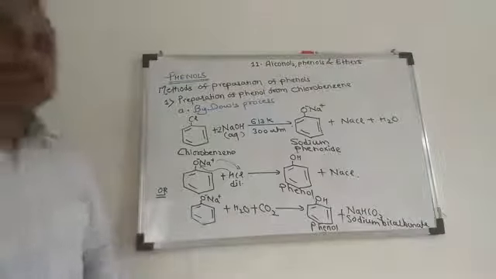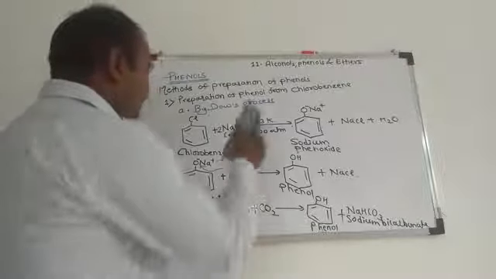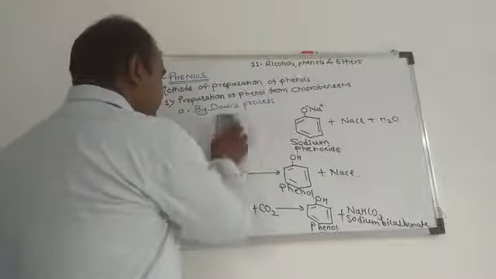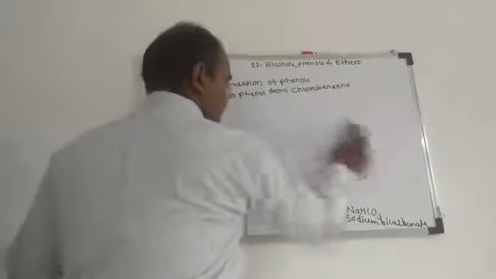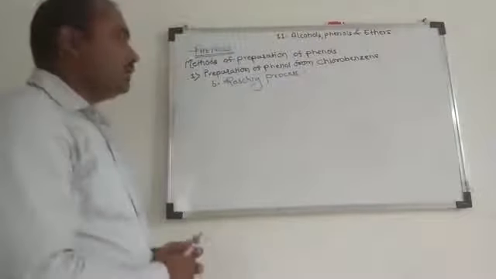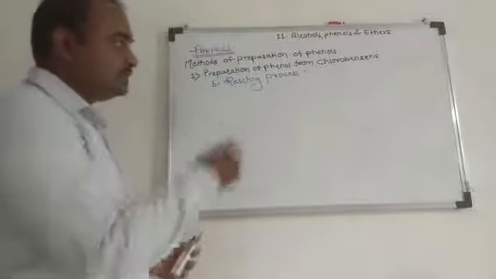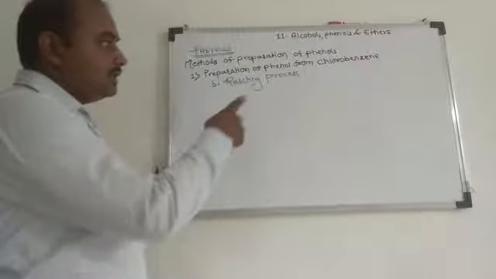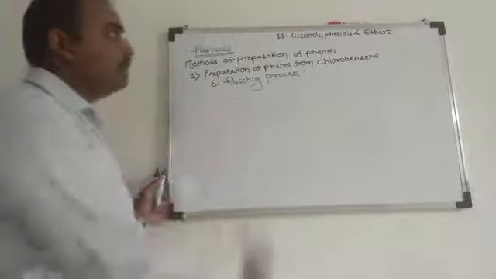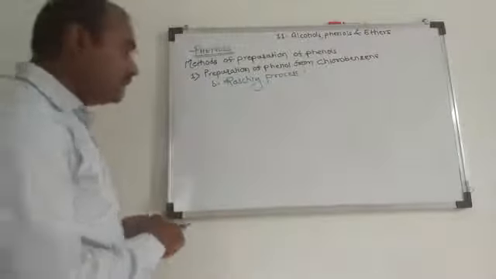So next, let us see the Raschig process. This is the second method of chlorobenzene, that is, preparation of phenol from chlorobenzene. So what happens in the Raschig process?